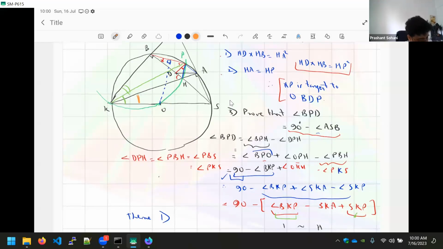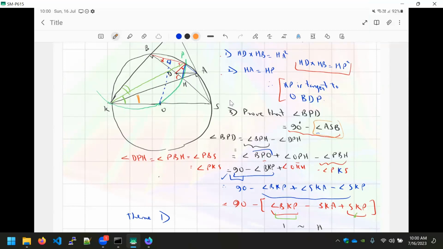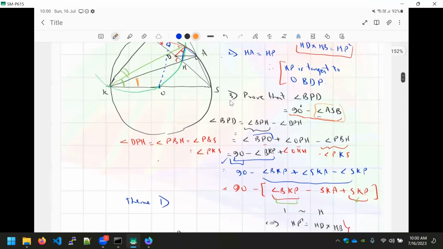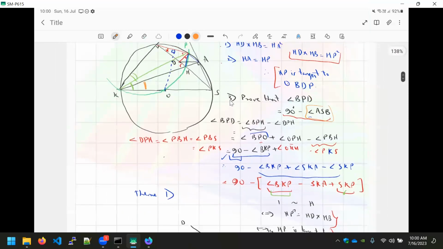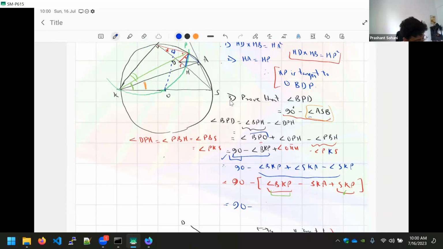So what will we be left with? AKB. AKB. And so do you see that will be equal to ASB? Yes. So therefore this is equal to 90 minus AKB, which is equal to 90 minus ASB.